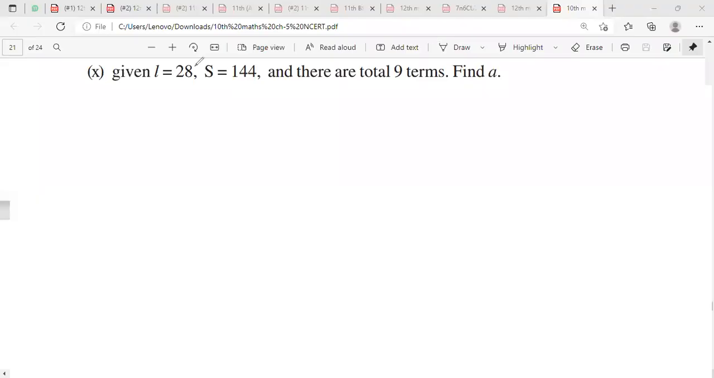Now 10th part is L. L means last term of AP has been given, that is 28. Sum of terms has been given, 144. There are total 9 terms, so it means n equal to 9. तो ये जो वैल्यू गिवन है ये S9 गिवन है, आपको A फाइंड करना, राइट.